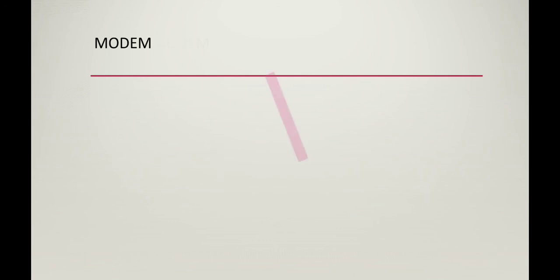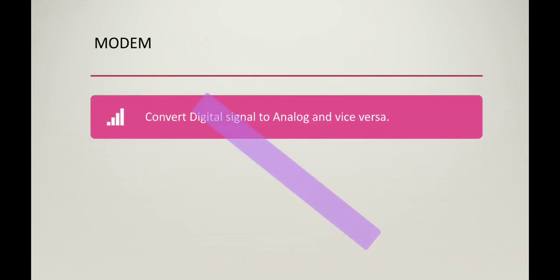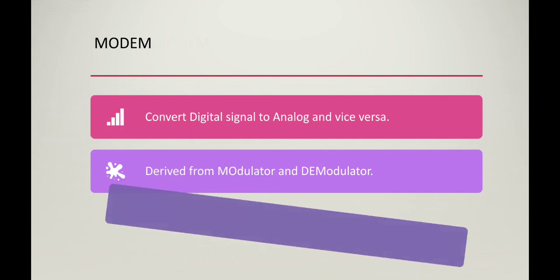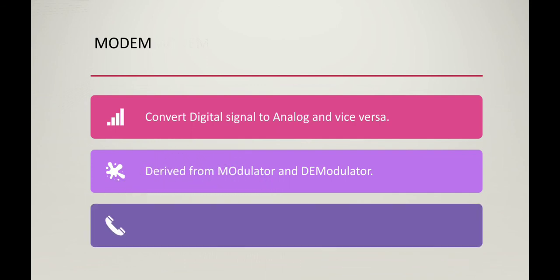Modem. Computers save and process data in digital form. When these digital signals travel through a telephone line, they become weak. Therefore, information is sent by converting these digital signals to analog. A modem is an equipment that can convert digital signals to analog and vice versa. The term modem is derived from the words modulator and demodulator. It helps to make available the internet over a telephone line or other cable lines.